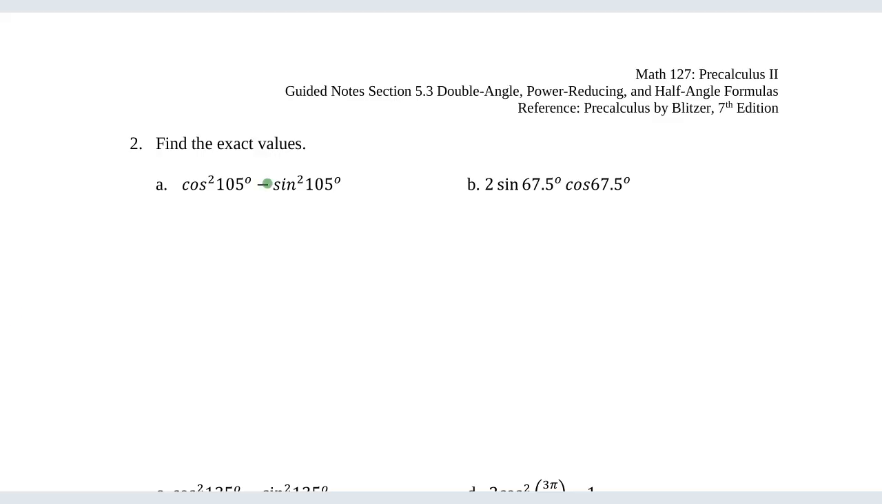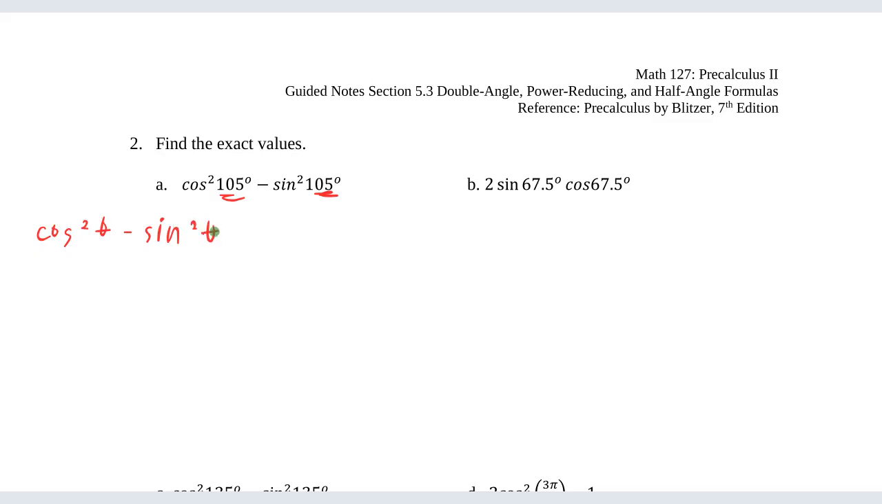All right, so next one, let's have page 2, which is finding the exact value given the formula here. In this case, what we're going to do is identify what formula we can apply given this expression. For example, if you have cosine squared 105 degrees minus sine squared 105 degrees, let's just say 105 degrees is the angle theta. So we have here cosine squared theta minus sine squared theta.